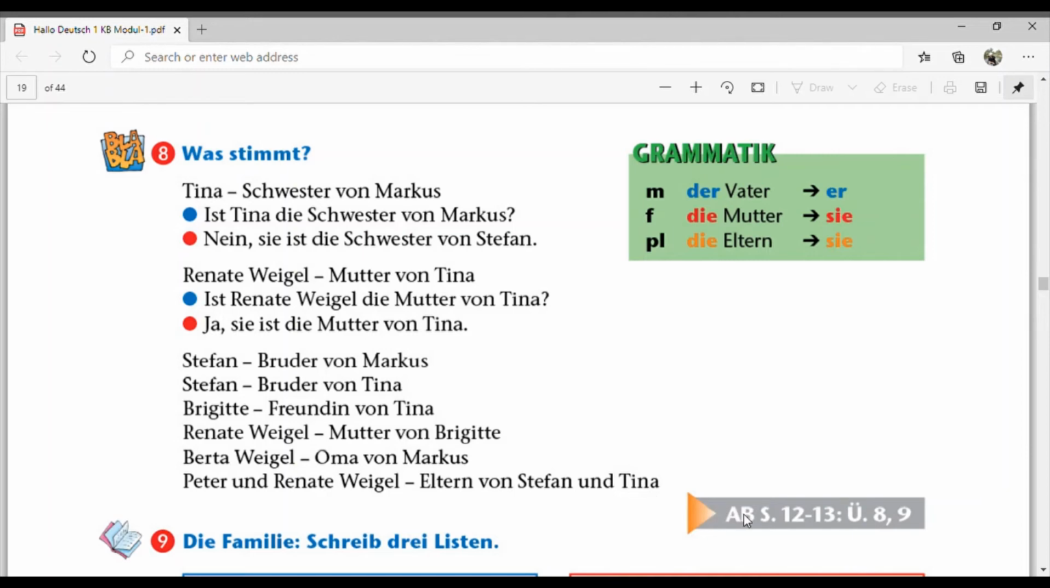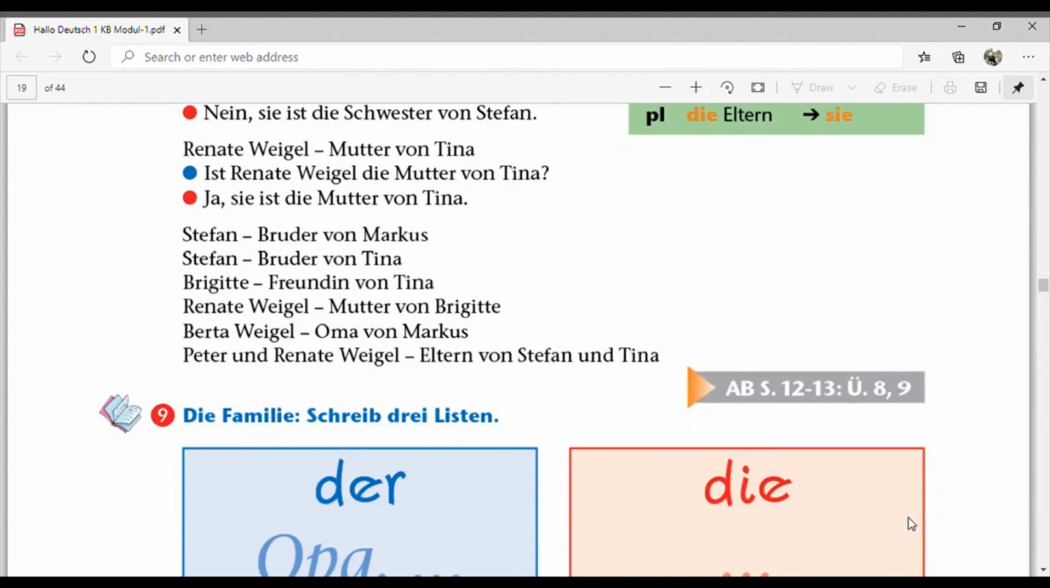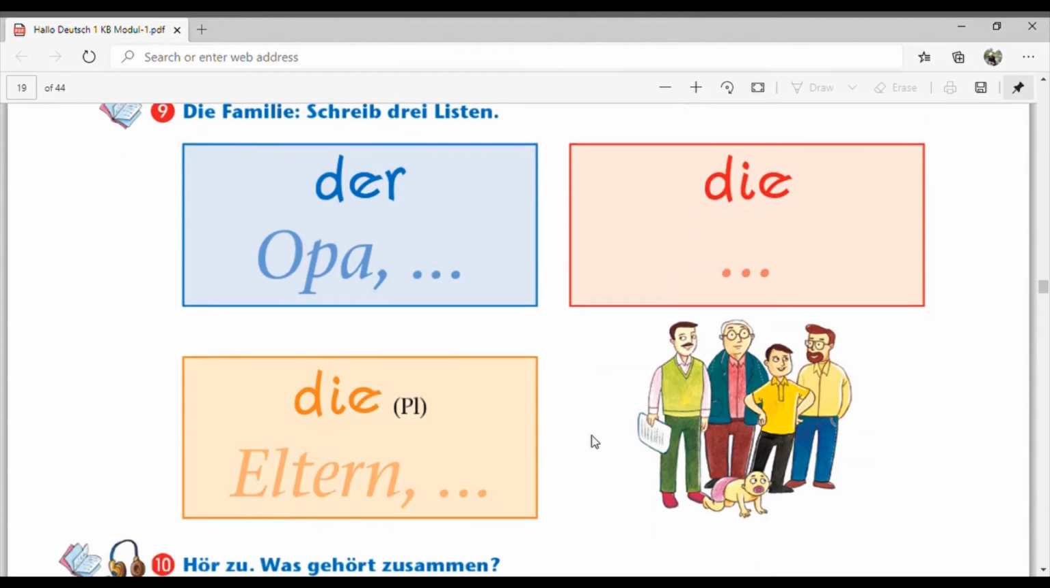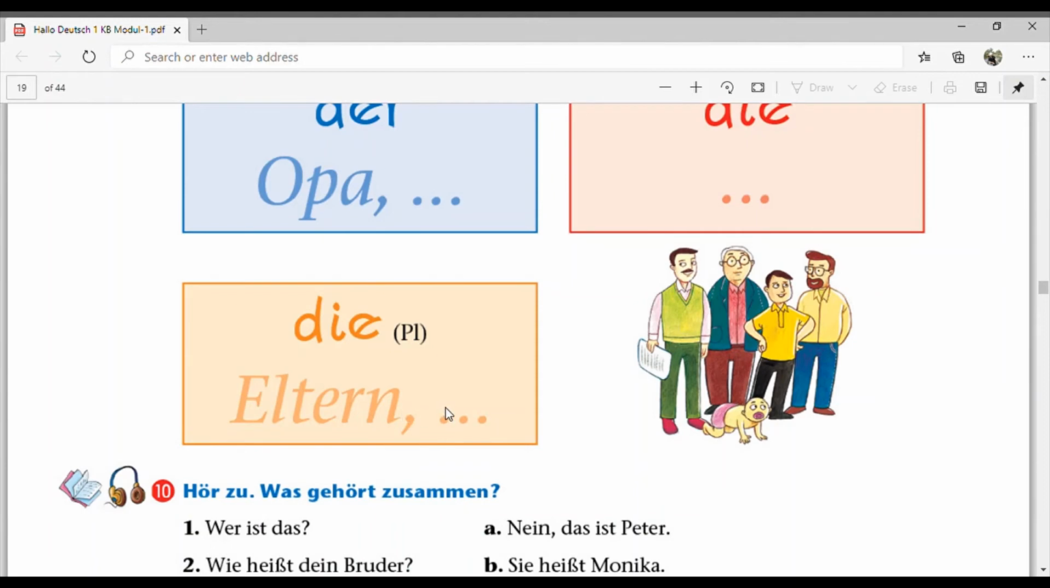Okay, and also you can practice at Arbeitsbuch Seite 12, 13, Übungen 8 und 9. Yeah, then number 9, die Familie, schreib 3 Listen. You have to write down, just draw these 3 lists. So all the male persons will be here, and then female here, and the plural here. So for example, der Opa, der Vater, der Bruder, der Onkel, der Freund. These all are male, so we will write them down here. For female, so die Oma, die Mutter, die Schwester, die Tante, and die Freundin. Okay, and for the plural one, till now we have only die Eltern, and also we can say die Großeltern. Yeah. Okay. Then we move to the next one.